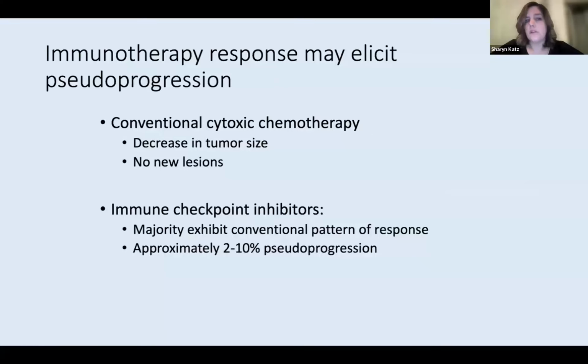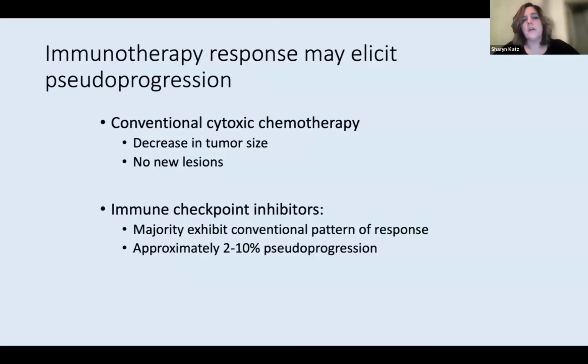The incidence varies with disease type and with therapeutic. With lung cancer, it's around 2 to 10%. In melanoma, pseudoprogression can get up to 15, some say 20%, incidence. So, as I mentioned, conventional cytotoxic chemotherapies work by decreasing tumor size, shutting down proliferation, shutting down the growth pathways.